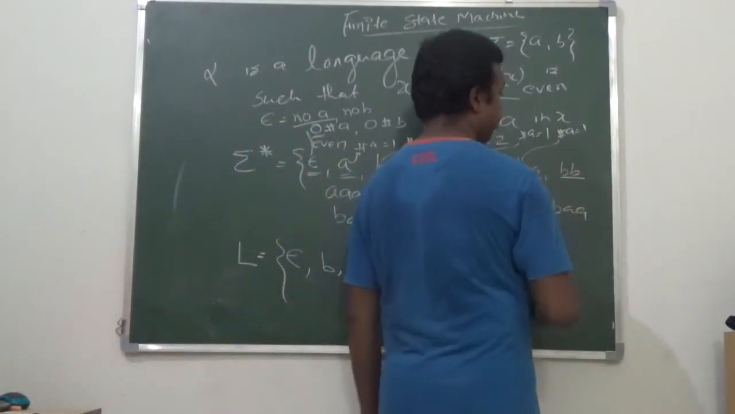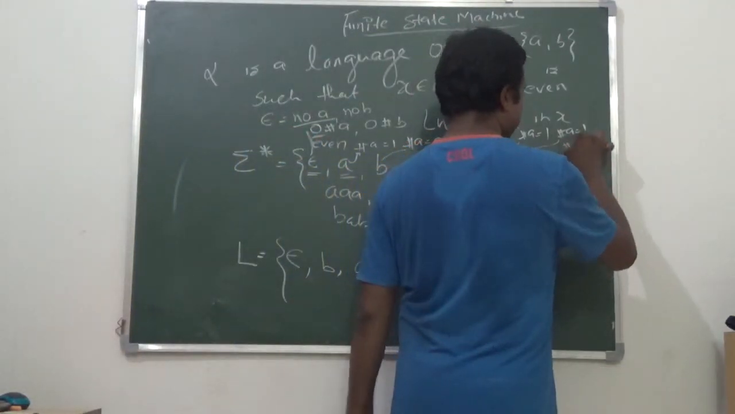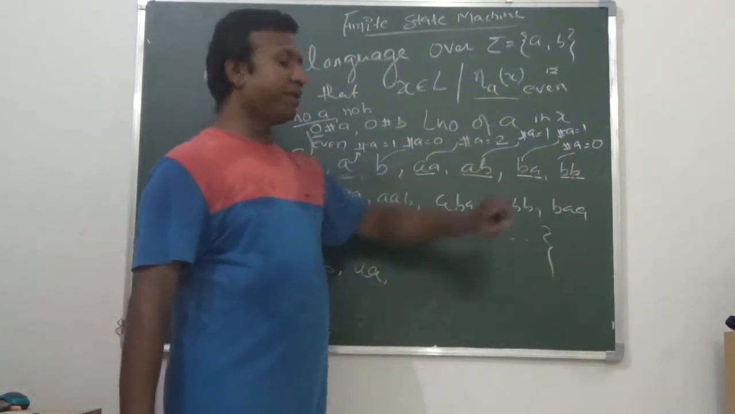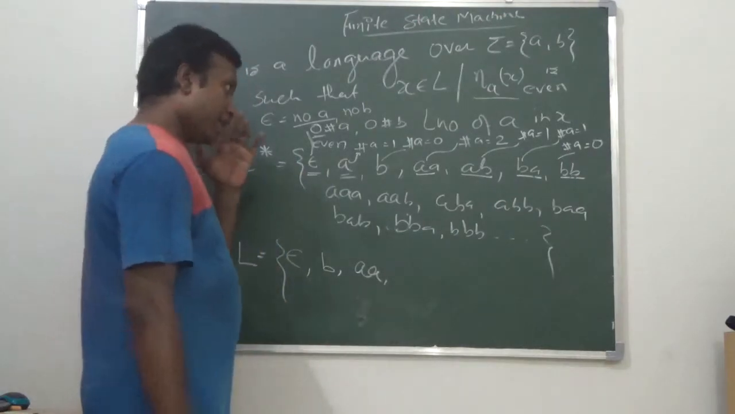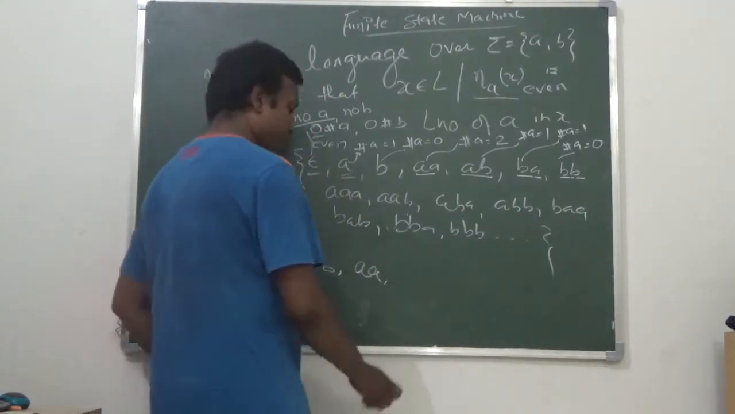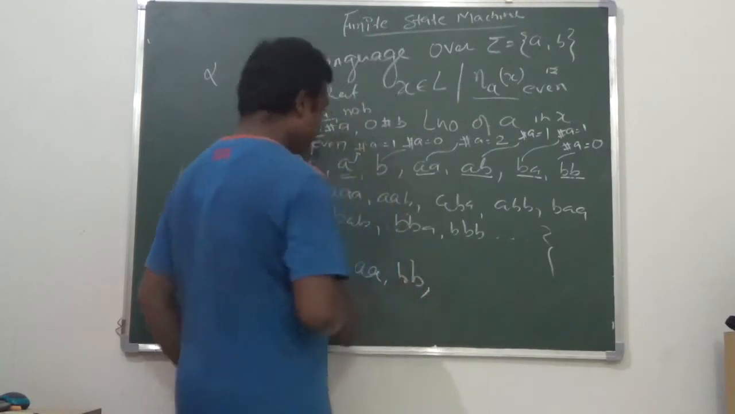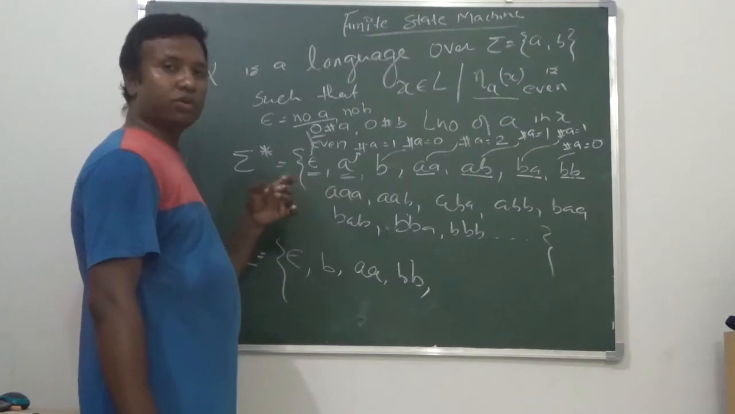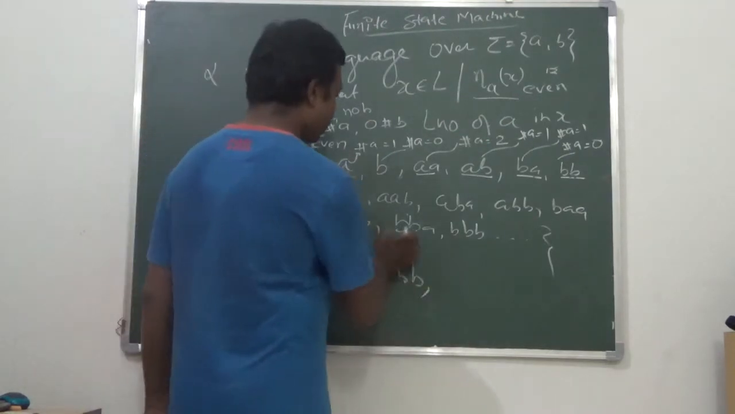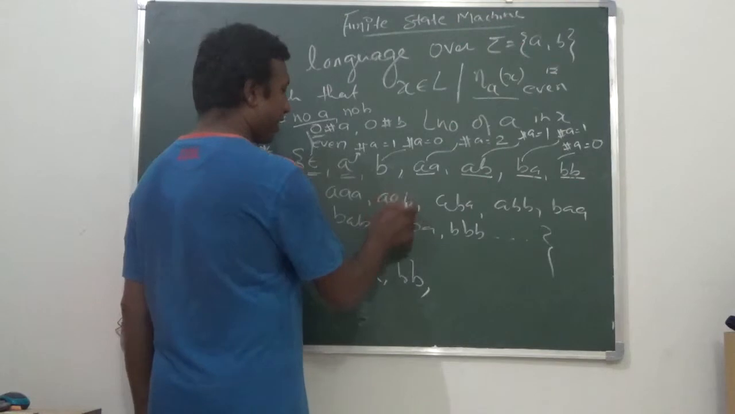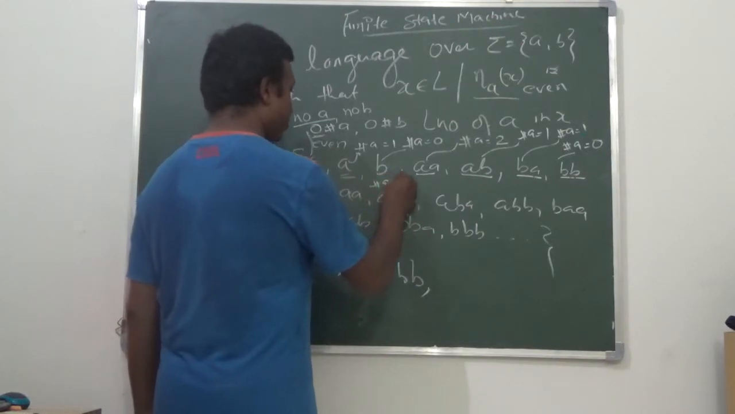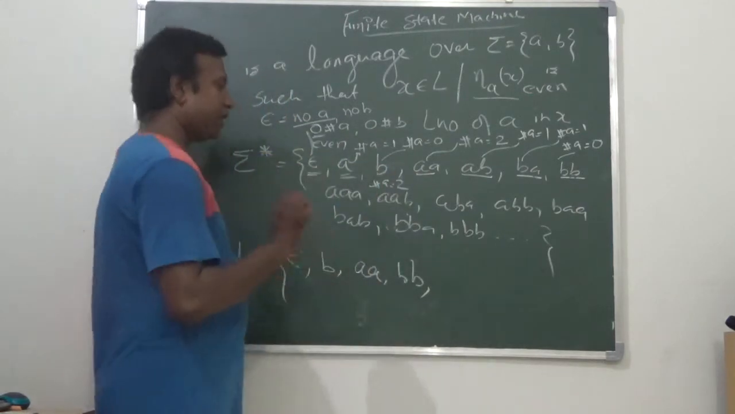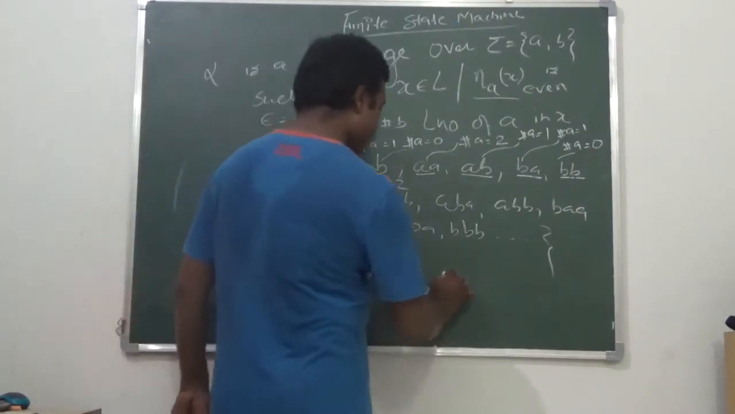Now here it is, BB. The number of A is equal to 0 because there is no A in this string, so it should be added. If we think about AAA, the number of A is equal to 3, so it should not be included. If we think about AAB, the number of A is equal to 2 because we have 2 A and 1 B. We are thinking about only A, so we should include it.